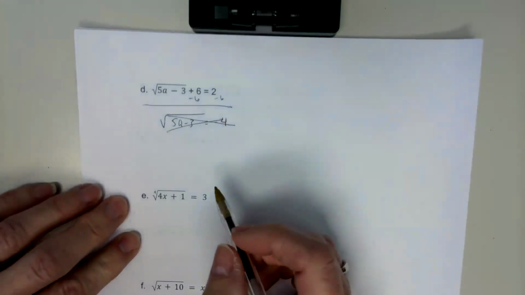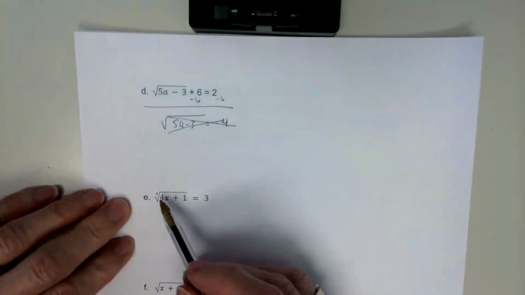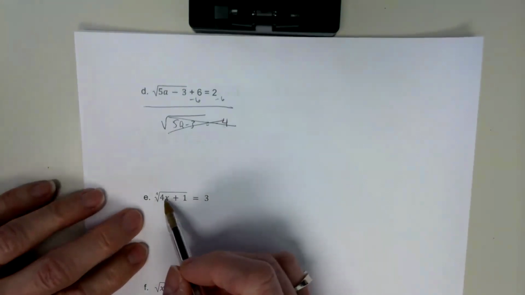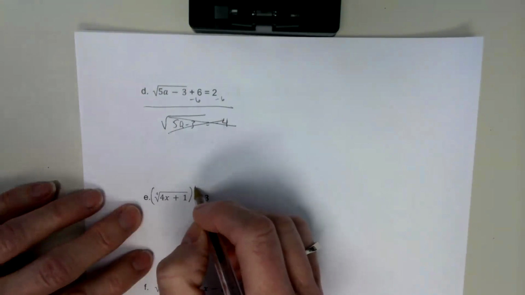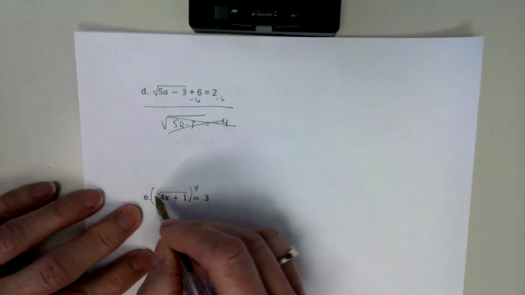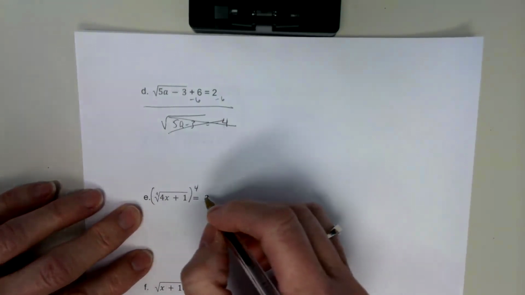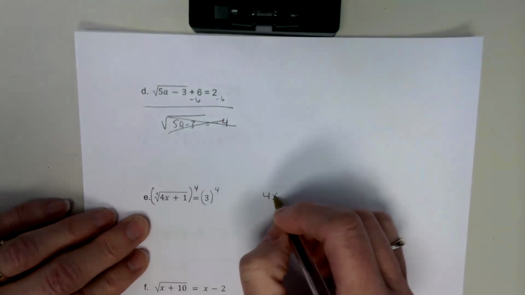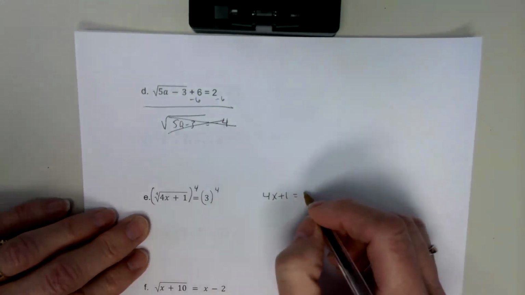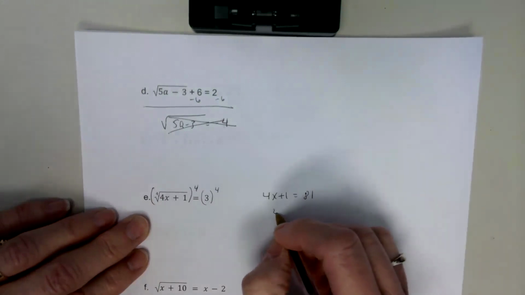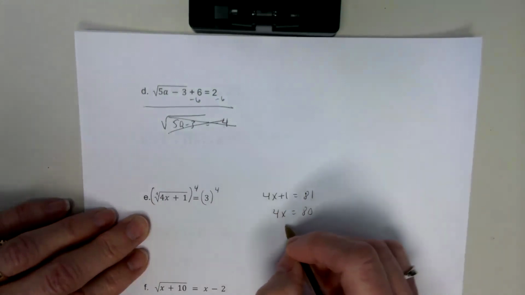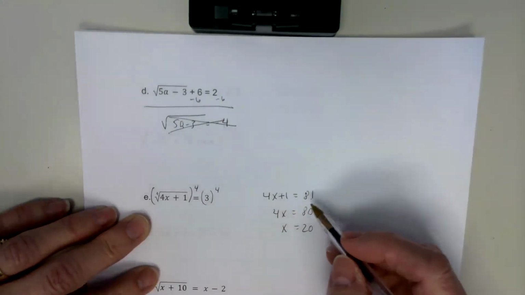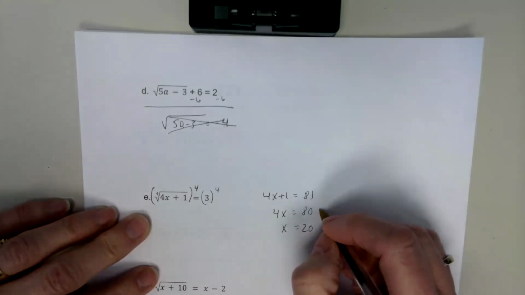Okay. Letter E. We've got the fourth root of 4x plus 1 equals 3. So to alleviate this, we're not going to square it, but we have to raise it to the fourth power, because the root has to equal the power for us to get rid of the radical. So now I have just 4x plus 1 equals 3 to the fourth, which is 81. And now I'm going to solve for x by using my solving steps. So I subtracted 1 from both sides and then divided by 20.